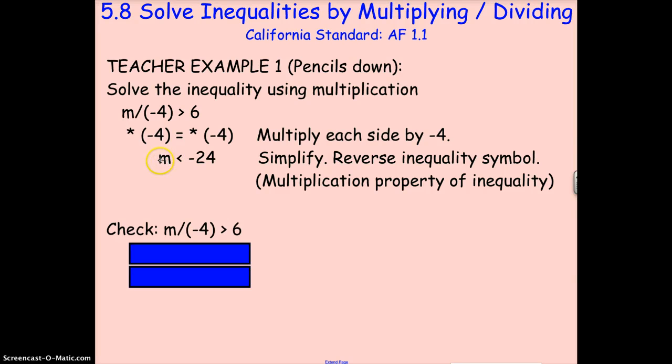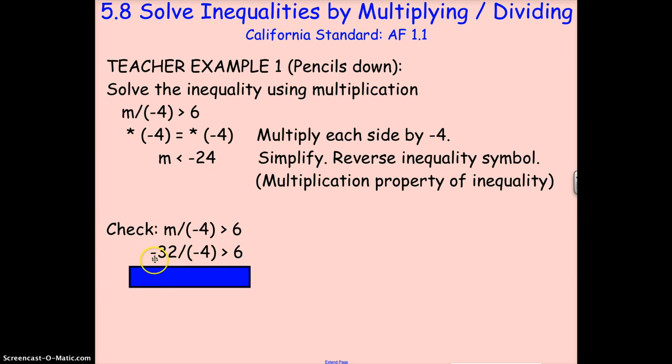The first part when you're checking an inequality is I need to pick a number that fits the inequality. Negative 24 doesn't work for m. I need a number that is less than negative 24. Now I can see when I do my check I'm going to be dividing it by negative 4, so I want to choose a number that's less than negative 24 but also divisible by negative 4. For example, I could choose negative 28, negative 32, negative 36, negative 40. Any of those would work.